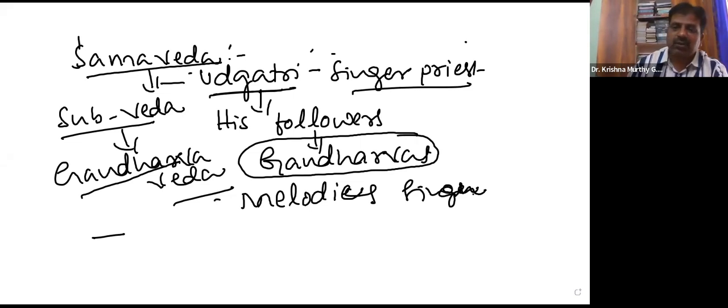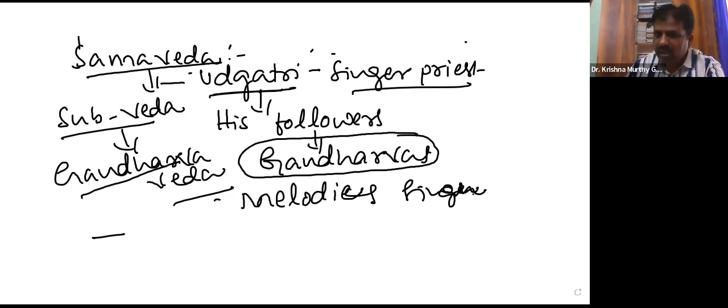Ayurveda belongs to the Rig Veda. Gandharvaveda belongs to the Samaveda. Dhanurveda belongs to the Yajurveda. And Shilpa Veda represents the Atharvaveda. Like this, every Veda has its own sub-Vedas.